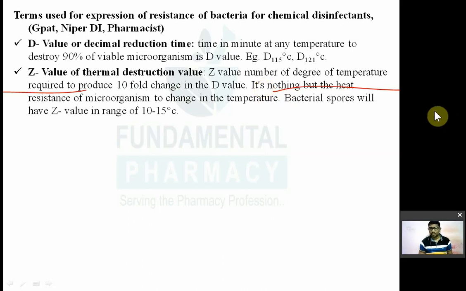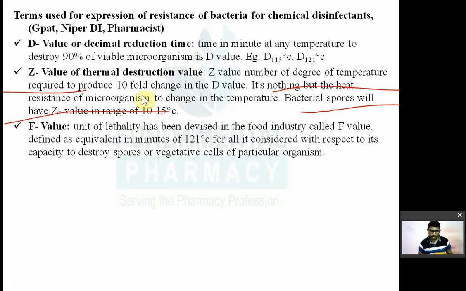बैक्टीरिया के स्पोर जो है will have a Z value in range of 10 to 15 degrees Celsius. Now another term is there known as the F value. What is the F value? So it is known as a unit of lethality. F value is known as a unit of lethality.